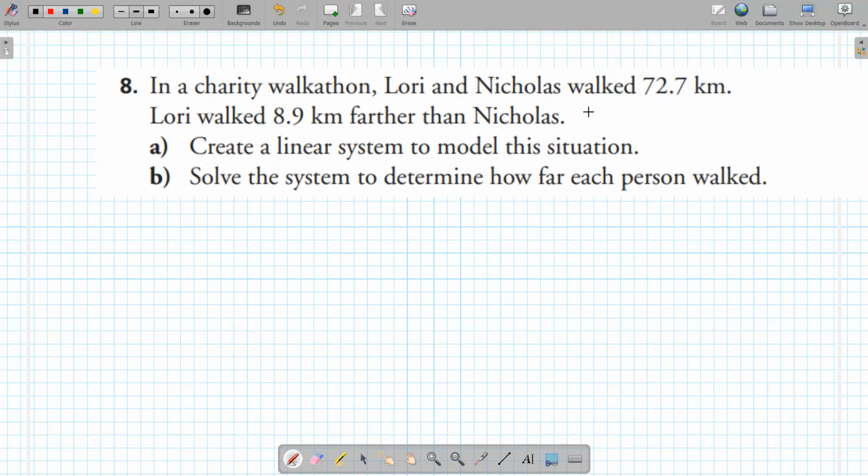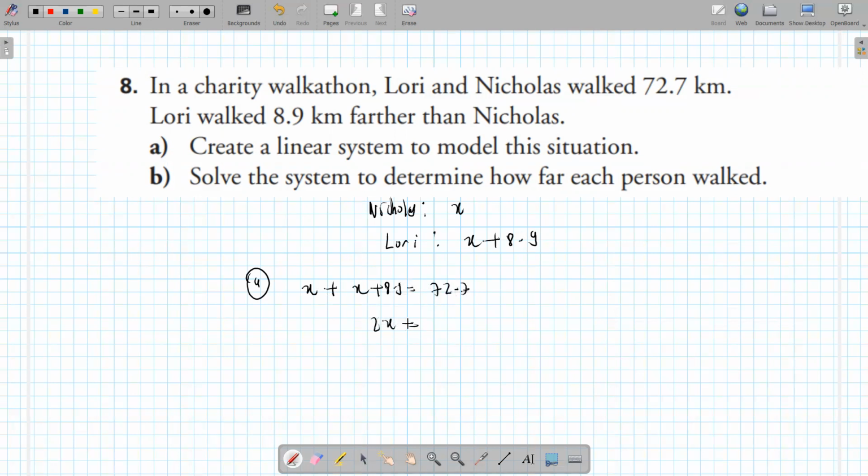So let's say Nicholas walked x kilometers. We know Lori walks 8.9 kilometers more. What's Lori's distance in terms of x? x plus 8.9. So we have x plus x plus 8.9 equals 72.7.